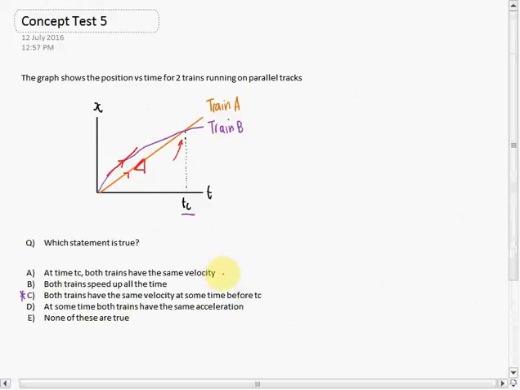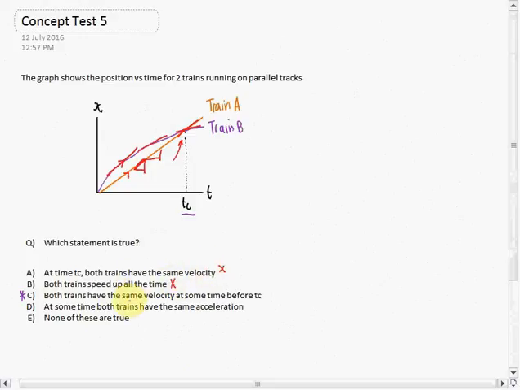It's not A. A says that both trains have the same velocity at tc. Well, you can see that the slope of A is significantly steeper than the slope of B at that point in time, meaning that train A has a higher velocity than B. Not that one. Both trains speed up all the time? Well, we know that train A is constant because its slope is not changing, and train B has a decreasing velocity as per our previous graph, so it cannot be that one.